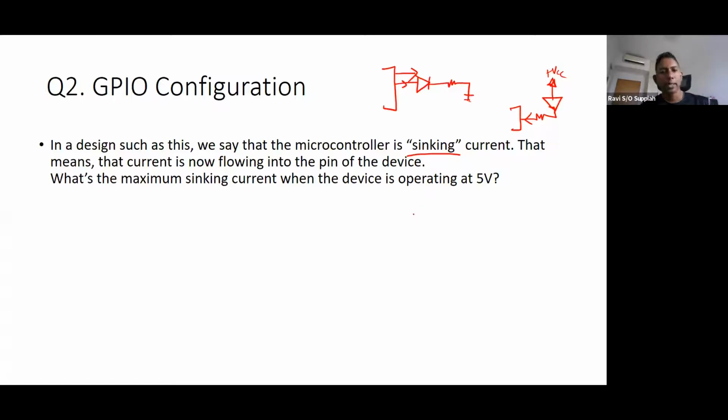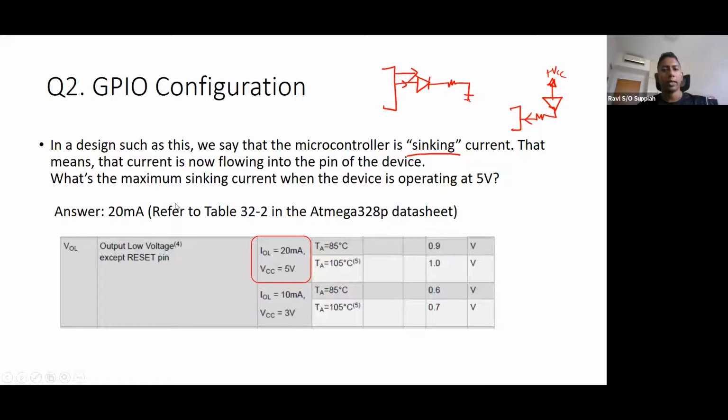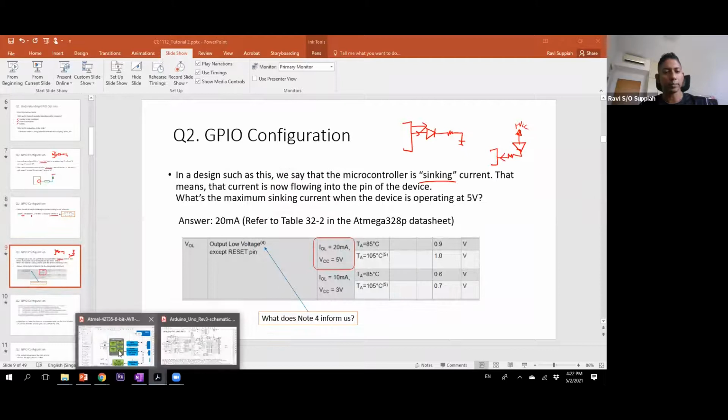When it's sinking current, we need to be careful because every microcontroller pin has some operating limits on how much current it can actually sink. If you try to pump in too much current while it is sinking, it can potentially damage the pin. So we need to refer back to the data sheet. Let me show you from the data sheet, table 32.2. Let me switch over to the data sheet.